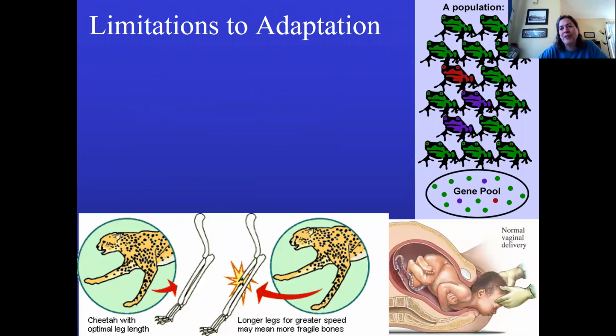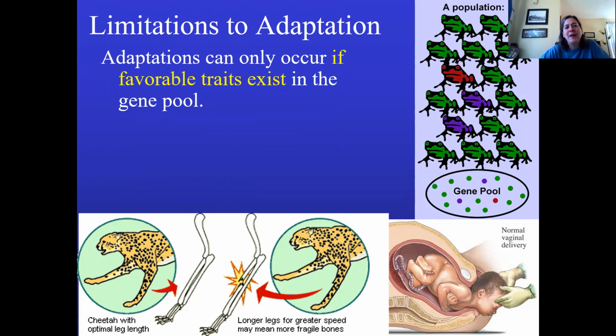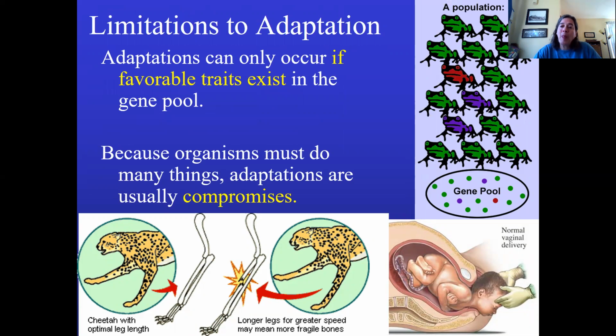Okay, so what are some limits to adaptations? They can only occur if those favorable traits exist in your population to begin with. And then there's often compromises that go on. One of the examples in the lower left is a picture of a cheetah, and the long legs enabled it to run faster than just about anything else out there, but longer legs might also leave you more prone to breaks.